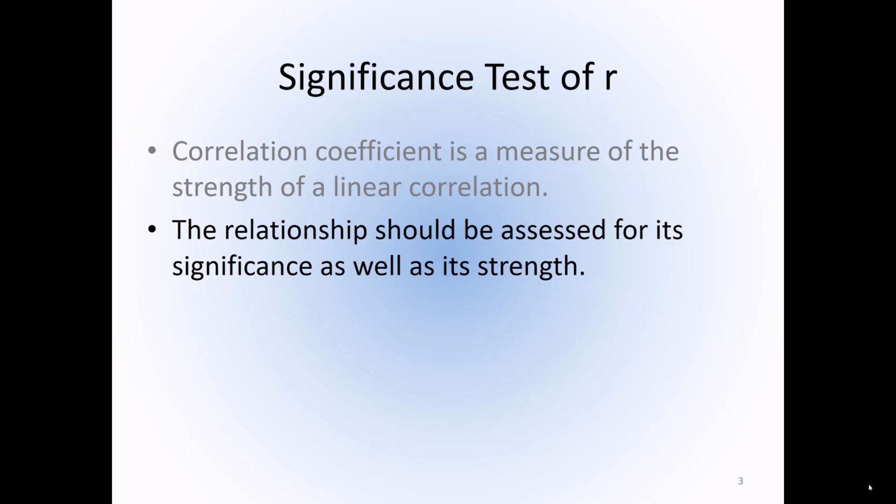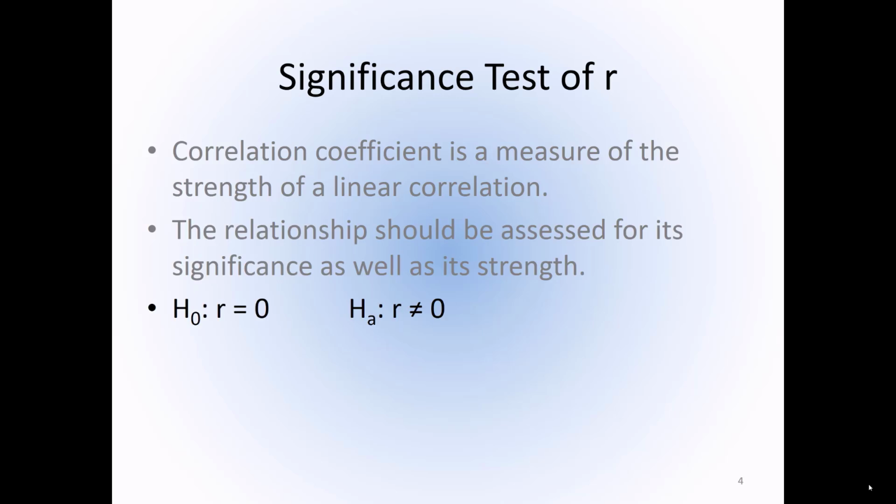Now, in addition to determining how strong the relationship is between two variables, we also would like to know if that relationship is significant or not. So in order to do so, we go back to our hypothesis testing framework, in that our null hypothesis is that R equals 0, which would be that there's no relationship between these two variables. And our alternative hypothesis is that there is a relationship and that R does not equal 0.